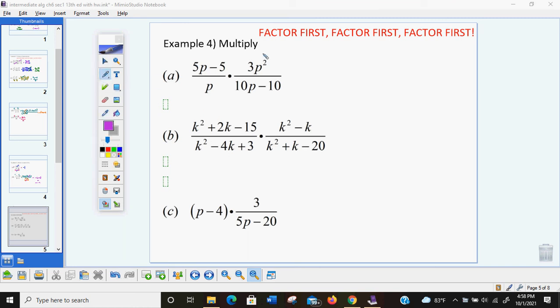In this example, we are going to multiply. Now, the key, you guys, is factor first, factor first, factor first. You have to do that for every single part. So let's take a look at this. We got 4 parts here.